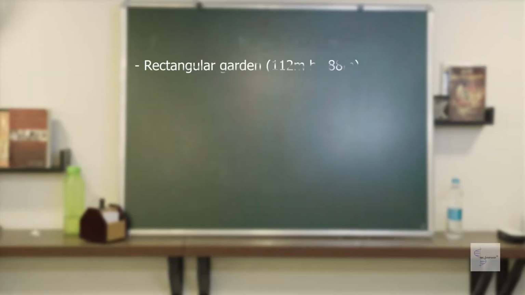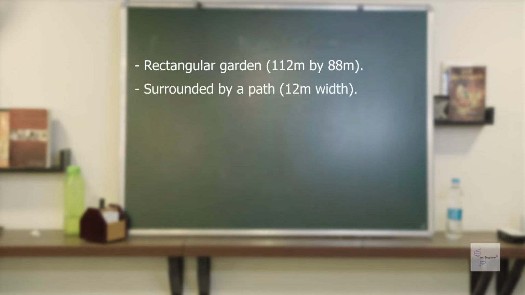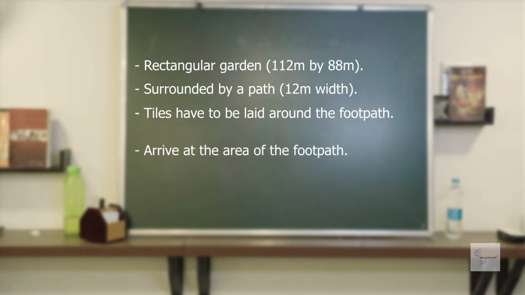There's a rectangular garden, 112 meters by 88 meters, surrounded by a path 12 meters in width. Tiles have to be laid around the footpath, and we have to arrive at the area of the footpath.